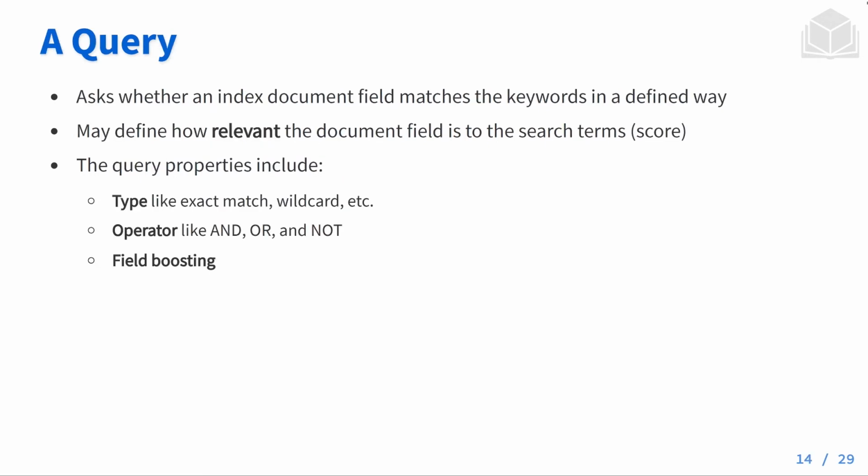What is a query? A query asks whether an index document field matches the keywords in a defined way. A query may define how relevant the document field is to the search terms, and we'll give that a score. The query properties usually include things like a type, like exact match or wildcard, an operator, like and, or, not, and field boosting.